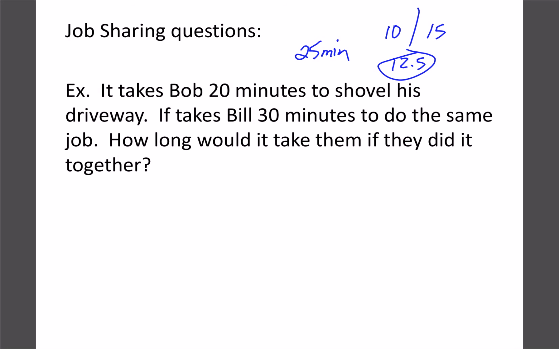What we want to do is call X our total time. If our total time is right around 12 minutes or so, we would ask, what percentage does Bob do out of that total time? So the total time divided by 20 minutes would give you Bob's percentage, plus the total time divided by 30 minutes would give you Bill's percentage of the job he does, and together they're going to do one complete job. So that ends up being our equation.